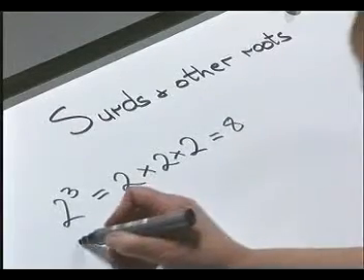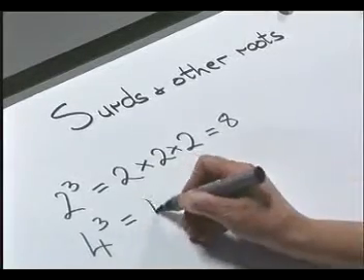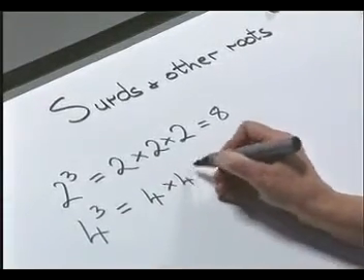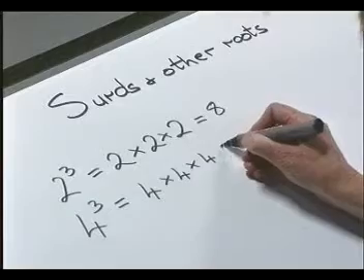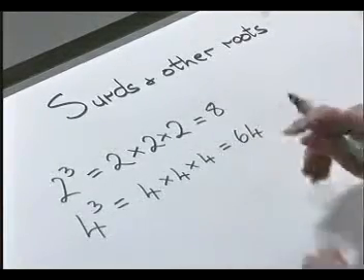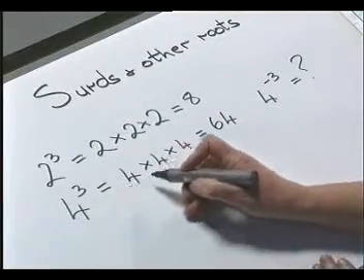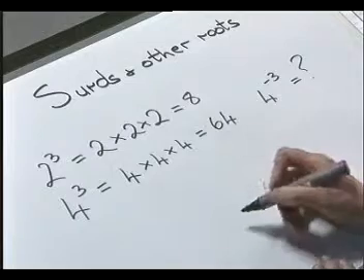So, if we had 4 cubed, that is 4 times 4 times 4, and we know when that's worked out it is 64. But what if we have 4 to the negative 3? What would be its value, and how could we put it down more neatly? Well, we go back to what we know. 4 cubed equals 4 times 4 times 4, which is 64.